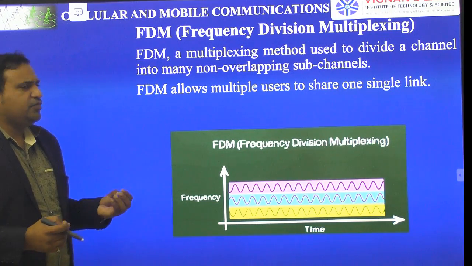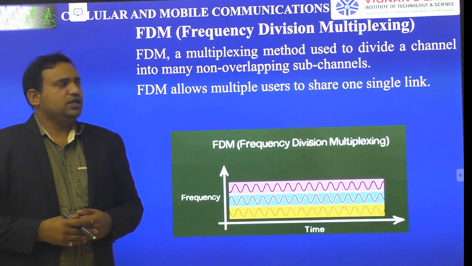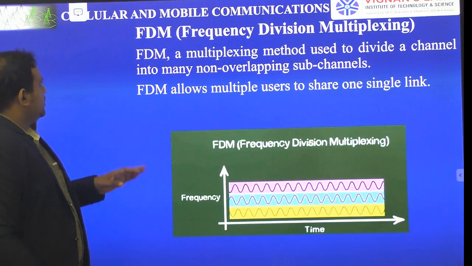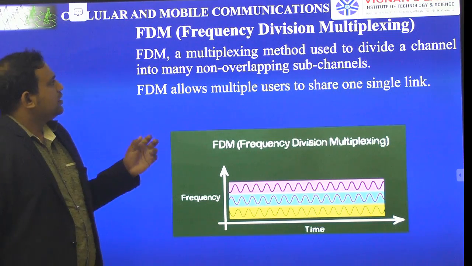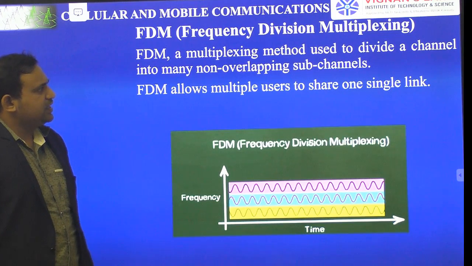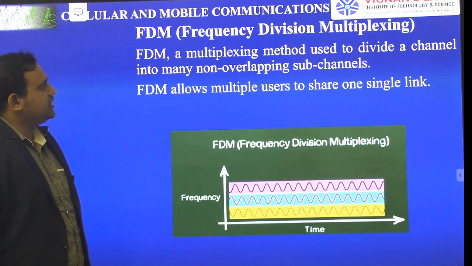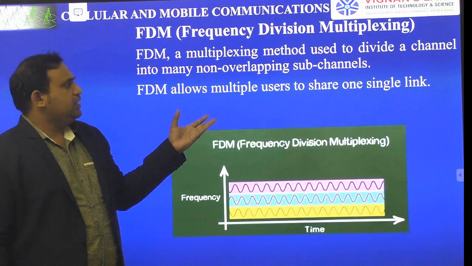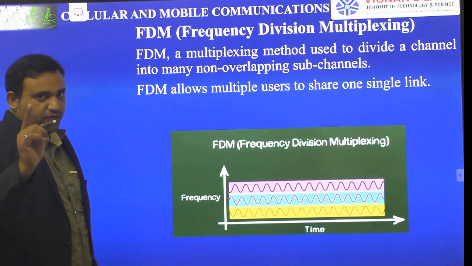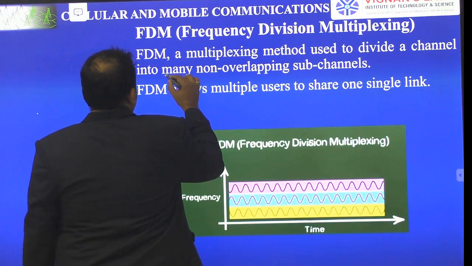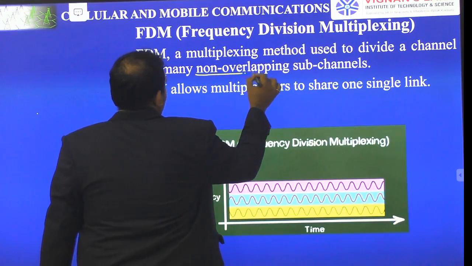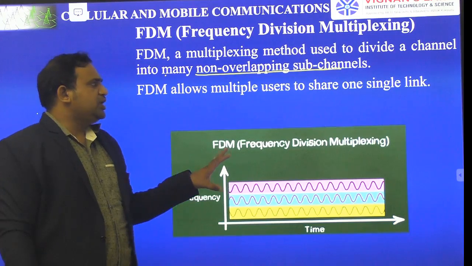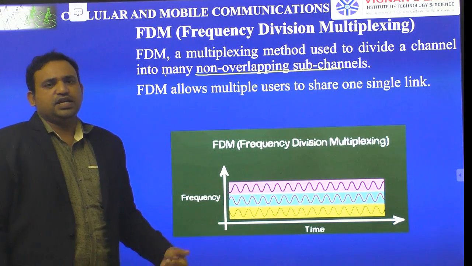So let us learn briefly about frequency division multiplexing, that is FDM. FDM is a multiplexing method used to divide a channel into many non-overlapping subchannels. You have to keep in mind that FDM means dividing into non-overlapping subchannels, and FDM allows multiple users to share one single link.